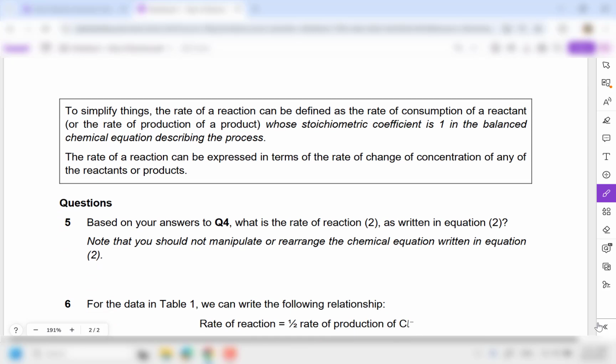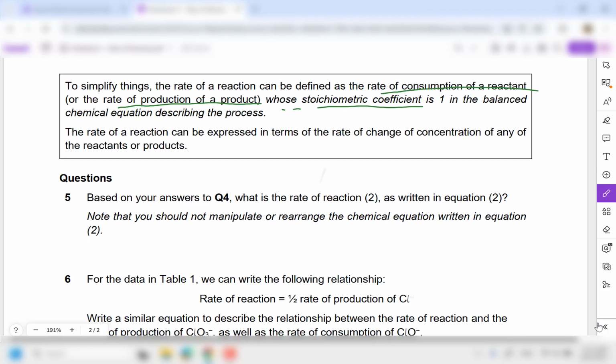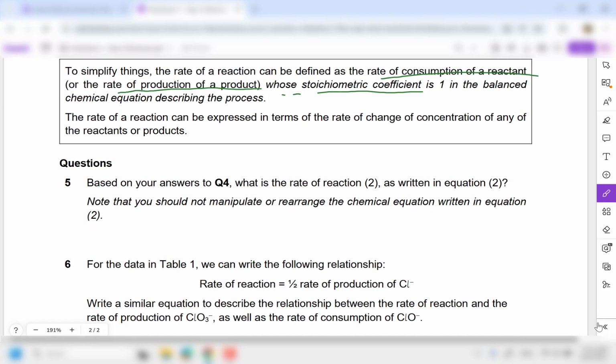You were told that to simplify things, the rate of a reaction can be defined as the rate of consumption of a reactant or production of a product whose stoichiometric coefficient is 1. This is usually the case, but not always the case. It is written as a general statement, so we have to be very careful about it. Always go back to the chemical equation that you are dealing with. This is quite generic, so do not just follow it blindly. The rate of reaction can be expressed in terms of the rate of change of any of the reactants. This is in general as well.